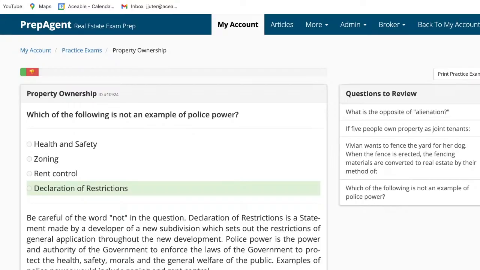The government puts rules that apply to everybody. And if you're in an area that has rent control, it applies to all the buildings in that area. And same with the zoning. Whereas the declaration of restrictions could change with each different subdivision. Got it? All right, but with that being said, who could tell me the government powers? What are the four government powers?